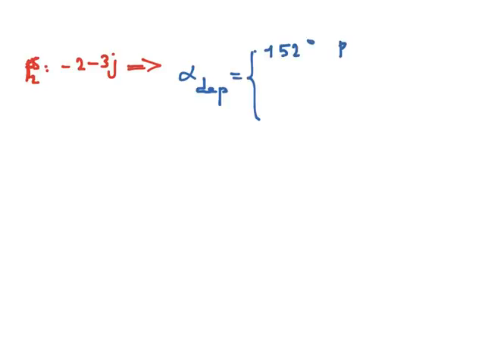We can use a similar approach in order to obtain the departure angle for pole P2, which is at -2, -3j. In this case, I only write the final answers; you can just verify it. For positive locus we will have 152 degrees, and for negative locus we will have -38 degrees.